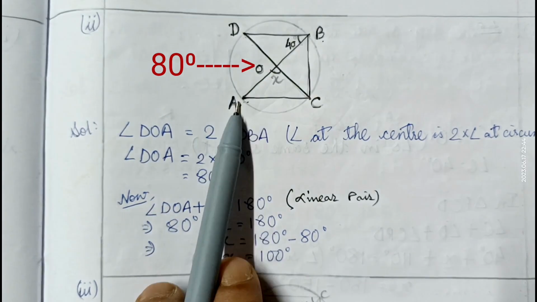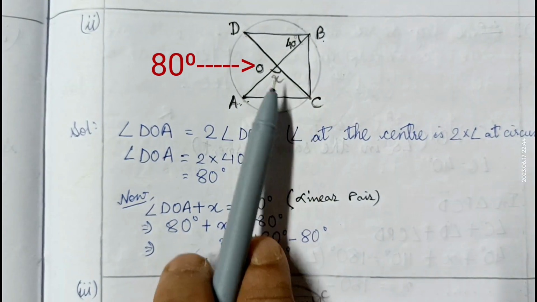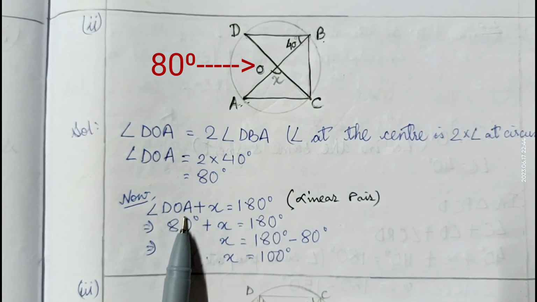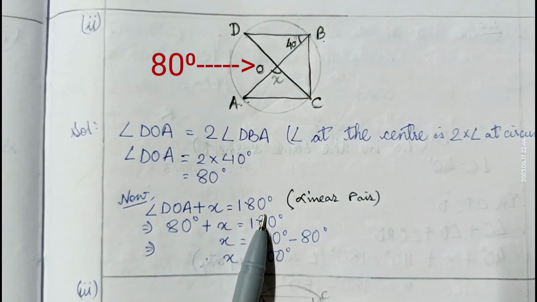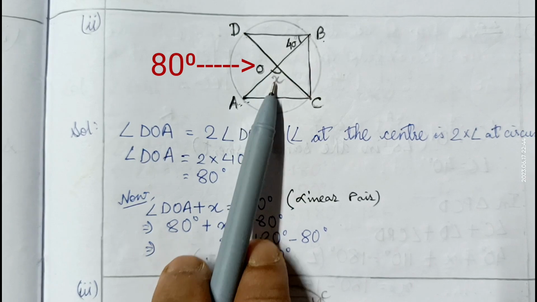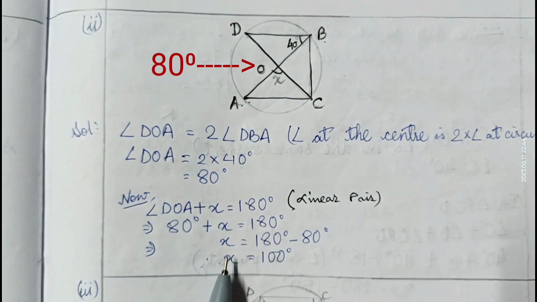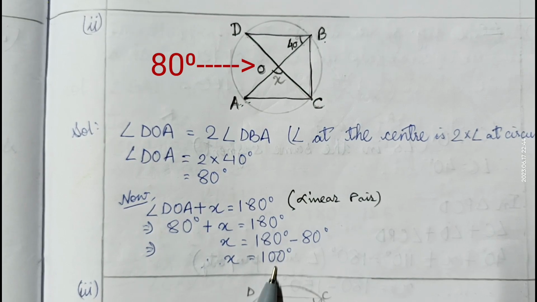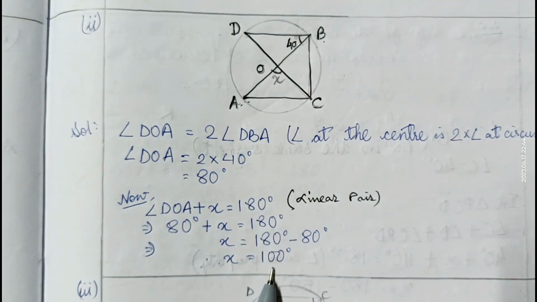Now DOA plus AOC, the sum of these two will be 180 by linear pair. So we can write angle DOA plus x is 180 degrees. This is 80. 80 plus x equals 180. That means x equals 180 minus 80. That will give 100. Therefore, the value of x is 100 degrees.